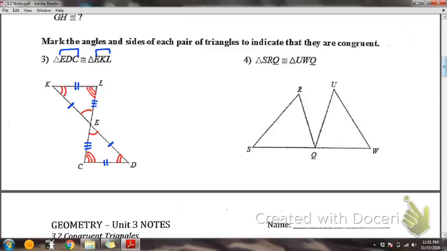Okay? Why don't you try number 4 on your own? I'll mark things up, but I want you to mark them as well. Go in order, do your angles first. 1 arc, then 2 arcs, then 3 arcs. If you need help, you can look up here.